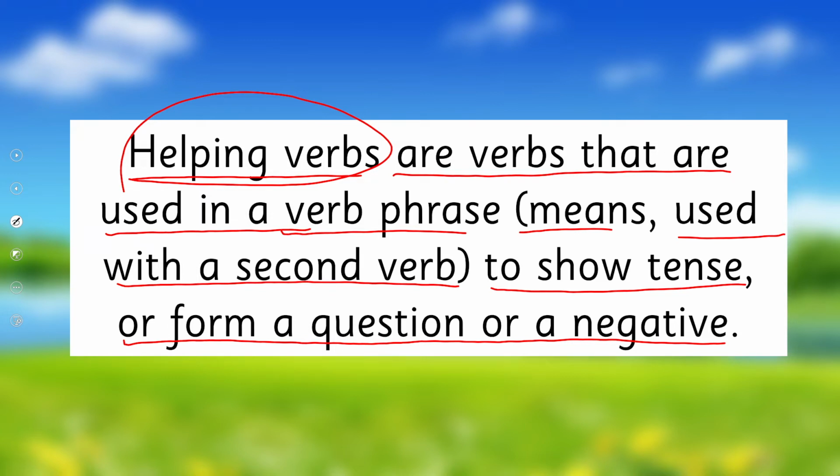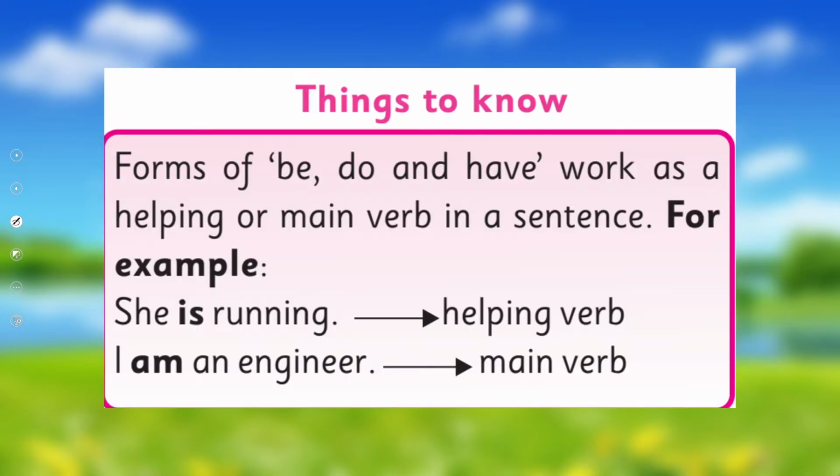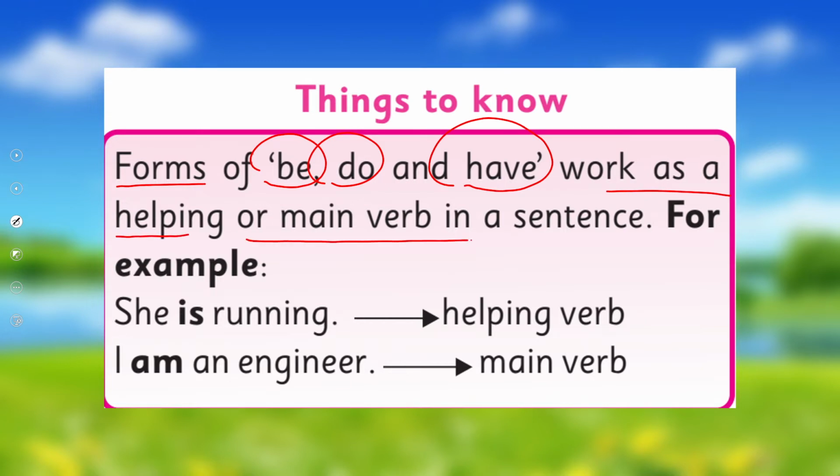It means whenever there will be a helping verb, there will be a main verb as well, right? And in a sentence, if the main verb is there, sometimes we don't need a helping verb. Do you understand? So, the main verb is a must and the helping verb can be or cannot be there, right? Okay. So, forms of be, do and have work as helping or main verb in sentences.